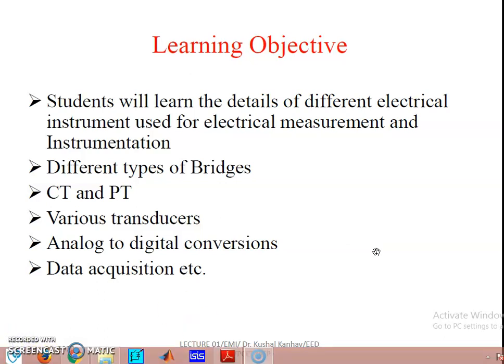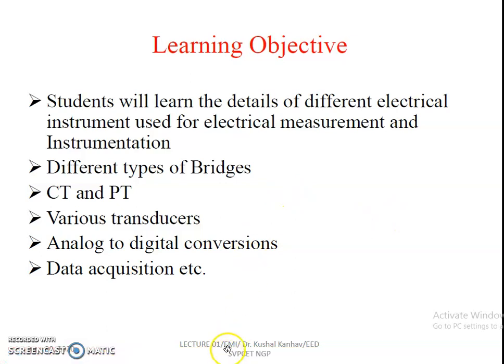For the learning objectives of this course, you will be able to learn the details of different electrical instruments used for electrical measurement and instrumentation. You will learn different types of bridges for measurement of resistance, inductance, and capacitance, AC bridges, as well as DC bridges. You will also learn current transformer and potential transformer for measurement of voltage, current, and power, various transducers, analog to digital conversions, and data acquisitions. So these are the learning objectives of this course.